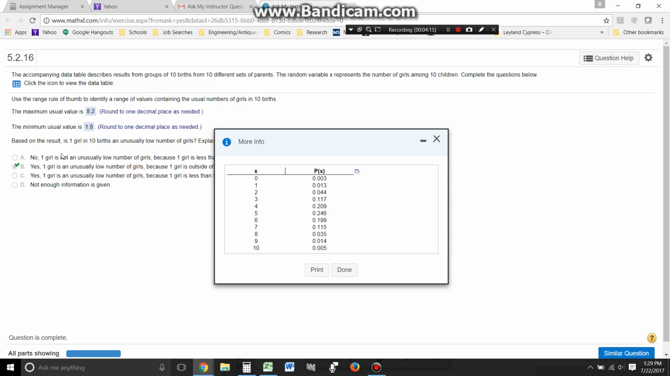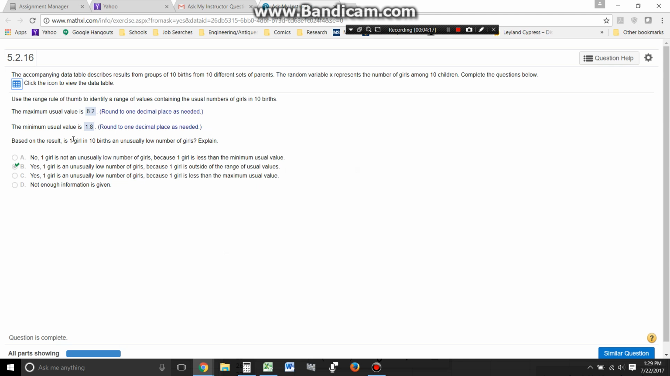Okay, so based on the results, is 1 girl in 10 births an unusually low number? Well, yes, it would be, because the range of usual births is going to be between 1.8 and 8.2. 1 is outside of this range. Therefore, 1 is an unusual rate.